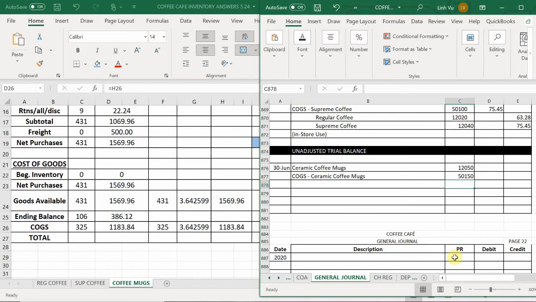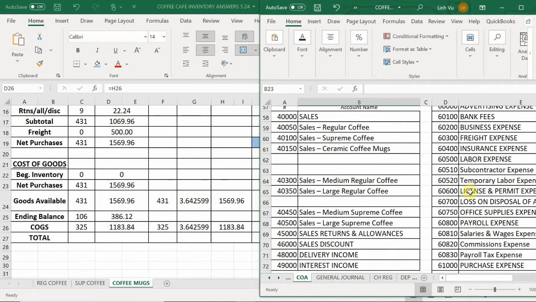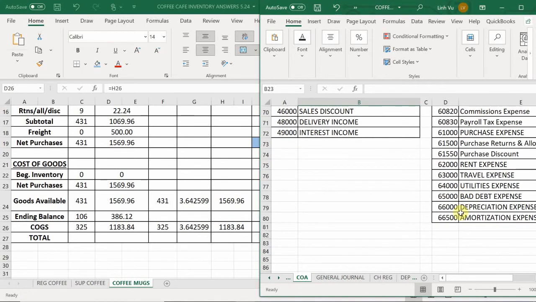Purchase returns and allowances? Purchase returns and allowances. Good. Because we ended up returning some of those coffee mugs, so we don't actually have them anymore. So purchase returns and allowances. Okay. $61,500.